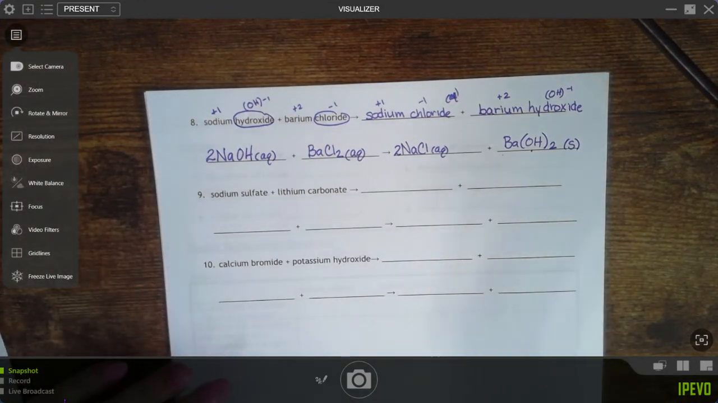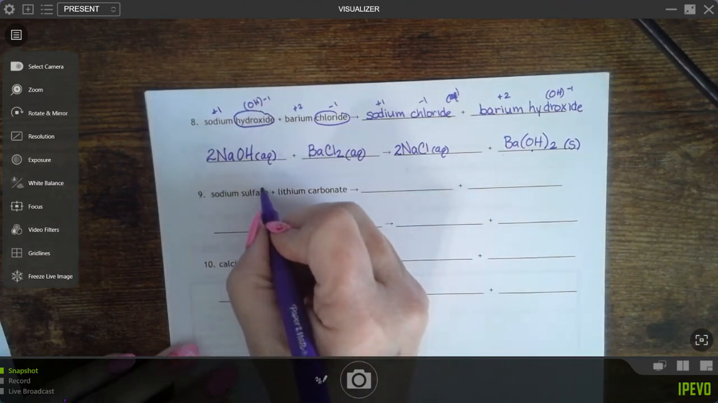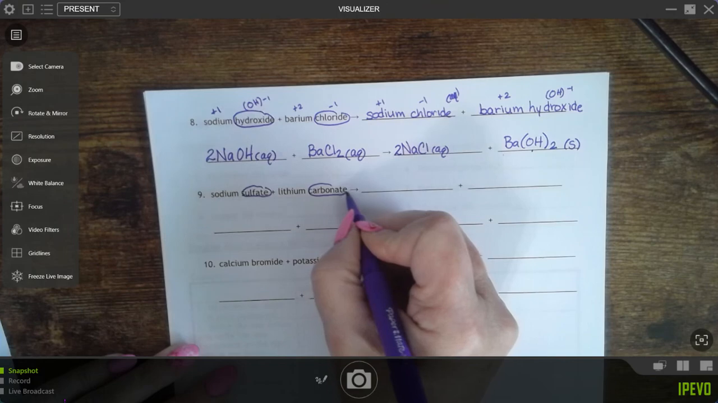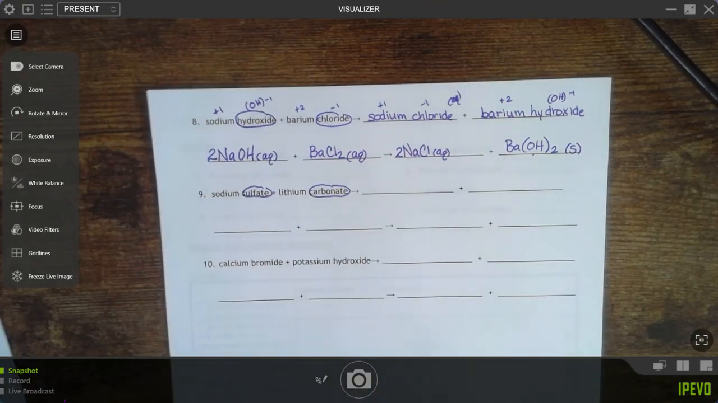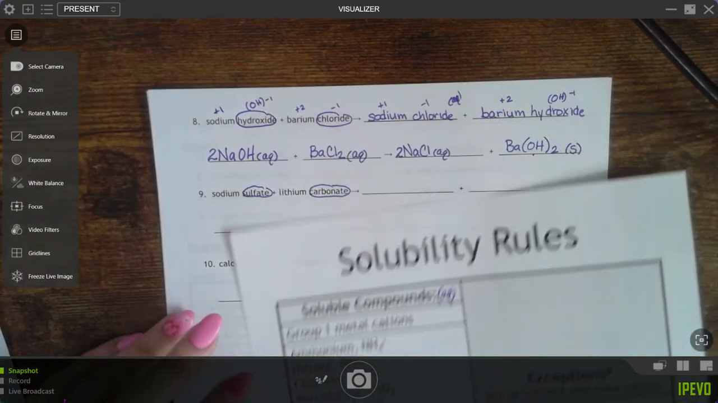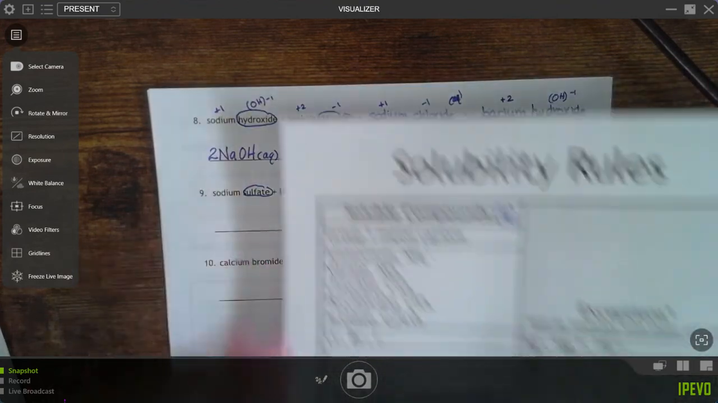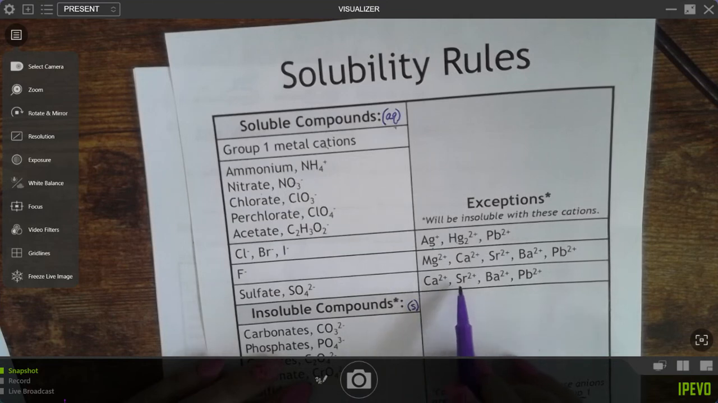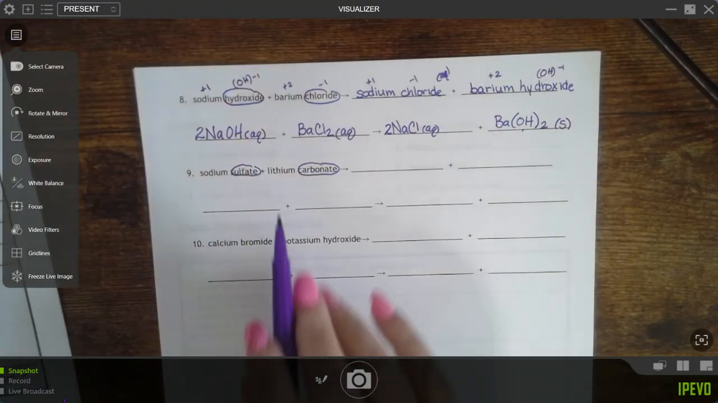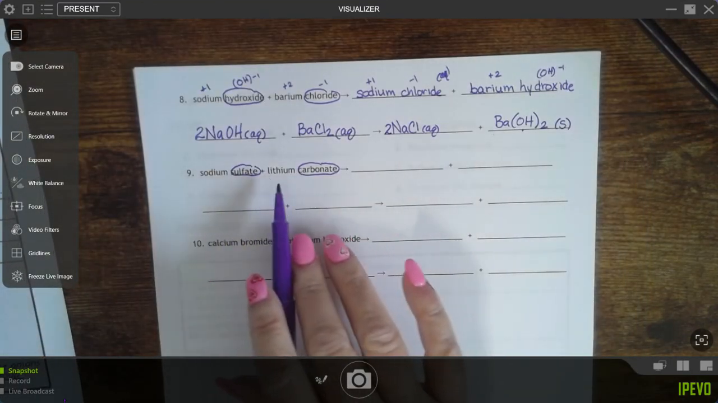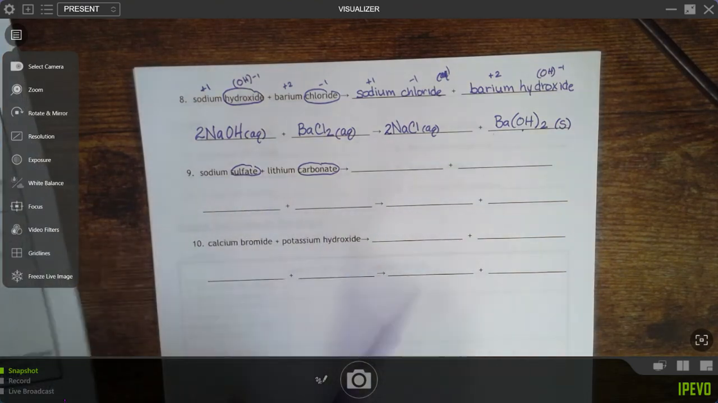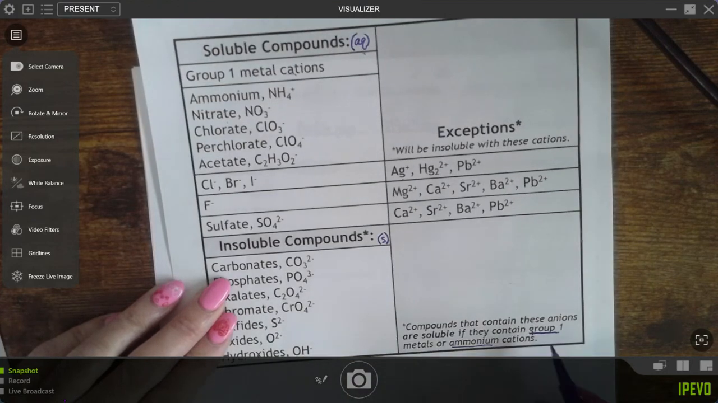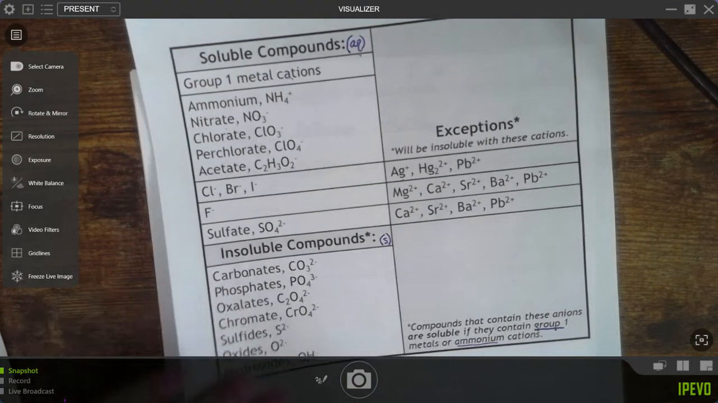2 more. Sodium sulfate and lithium carbonate. All right, so let's look at this. Now, sulfates and carbonates. Let's see. So this says sulfates are soluble except calcium, strontium, barium, and lead. We don't have calcium, strontium, barium, or lead. And carbonates are always insoluble except when they're with group 1 or ammonium.